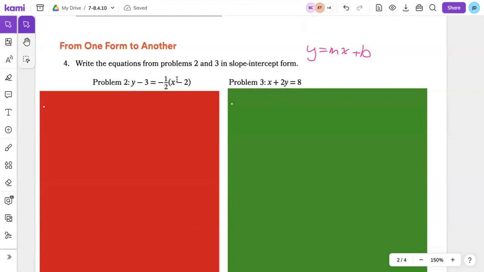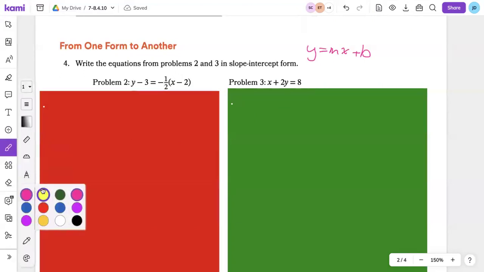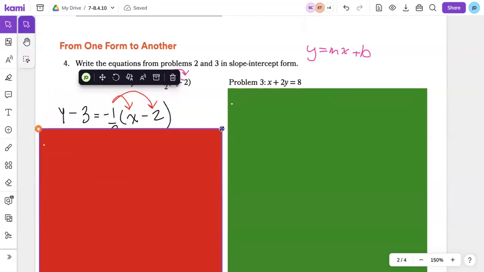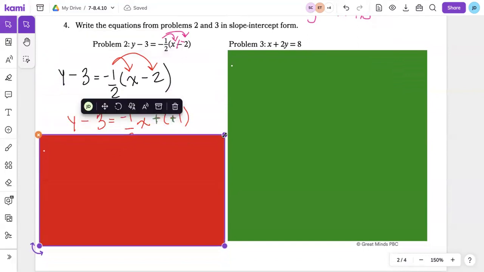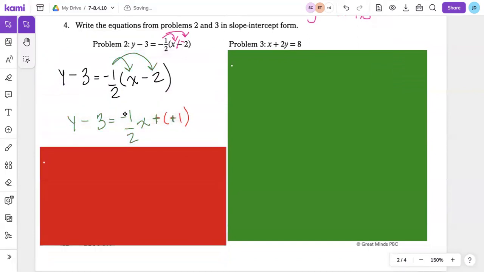So our first thing here, if we're looking at problem number 2, we're going to start by doing our distributive property. So that is, of course, multiplying -1/2 times everything in the parentheses. So -1/2 times x. And if we rewrite this as a negative plus a -2, -1/2 times -2. So we do our distributing, and we end up with y minus 3 equals -1/2 x plus 1.